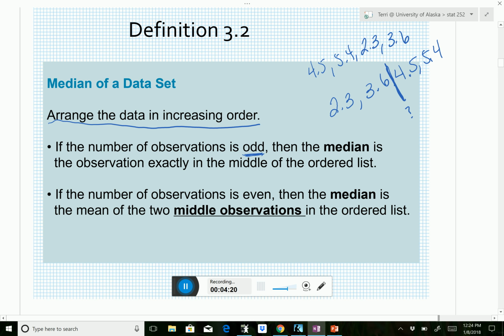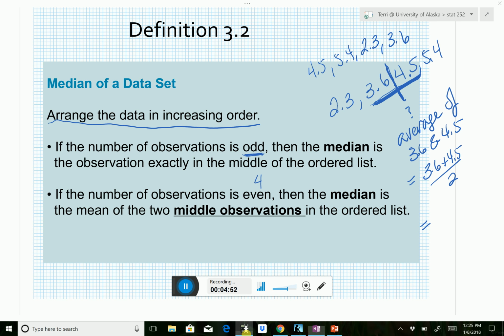What would we choose? If the number of observations is even, so ours is 4, then the median is the mean of the 2 middle observations. In this case, we don't have 2 medians. We don't say it's these 2. We take the average of just these 2 numbers. So we take the average of 3.6 and 4.5. 3.6 plus 4.5 divided by 2 is, now if I go to my calculator, I want to show you something.